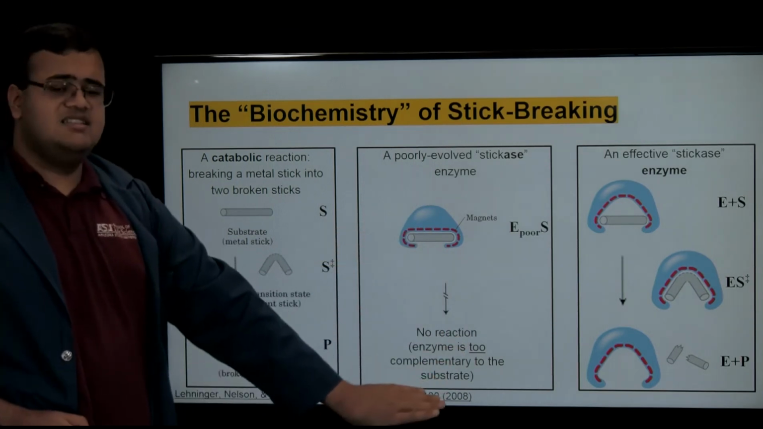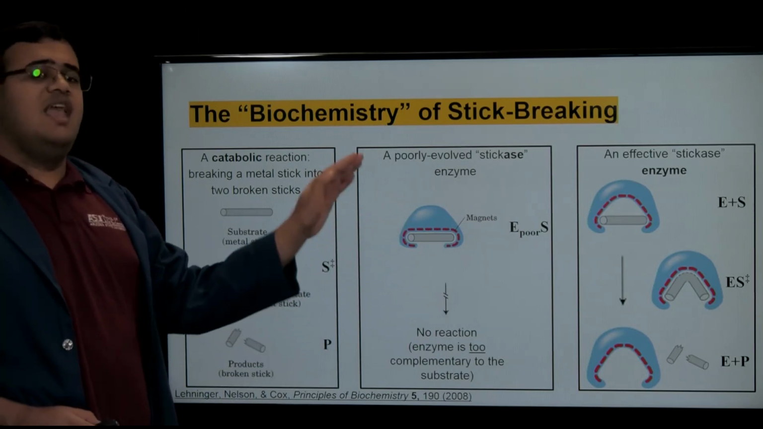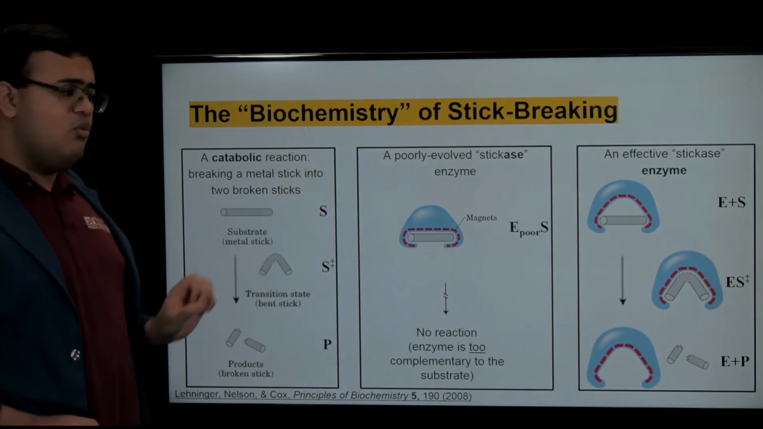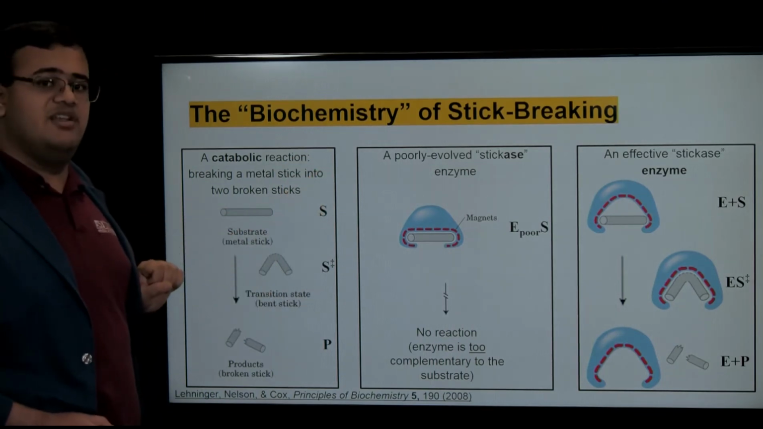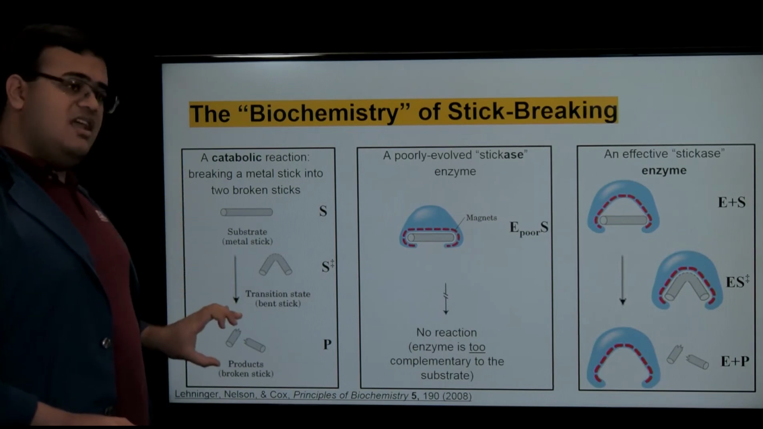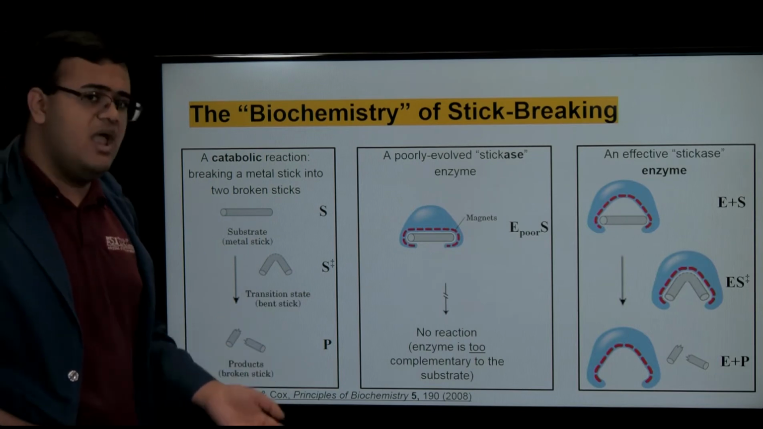We say that this enzyme is too complementary to the substrate. We don't want the enzyme's active site to fit the substrate perfectly. We want it to fit the transition state perfectly so that the reaction can go and it won't sit there binding the products forever. It will allow the products of the reaction to diffuse away.